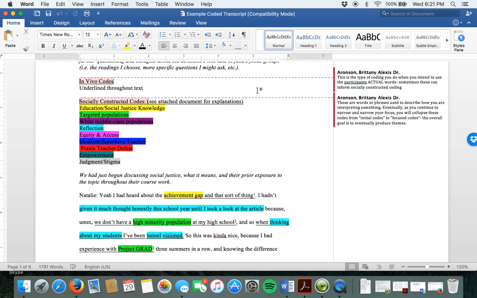These are things that really stand out to you that you find might be in alignment with what you're thinking about in terms of your research question, or they might lead you to consider even more questions as you work through the research.